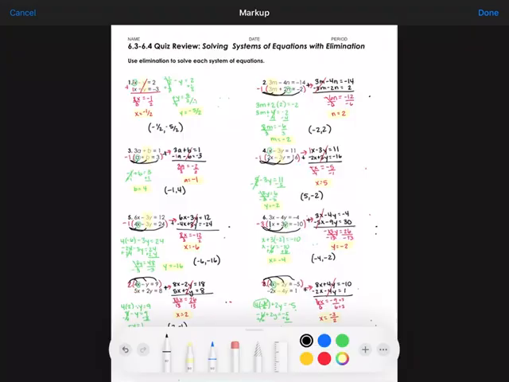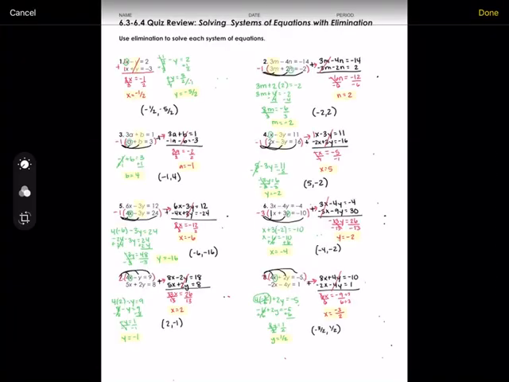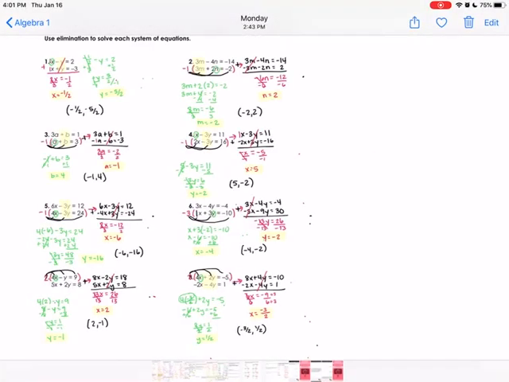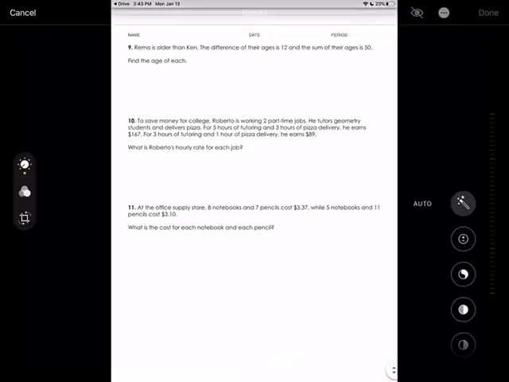Okay, so that's all for the skills practice page on the quiz review. So I'm going to move on to the word problems that are on the back of this page.